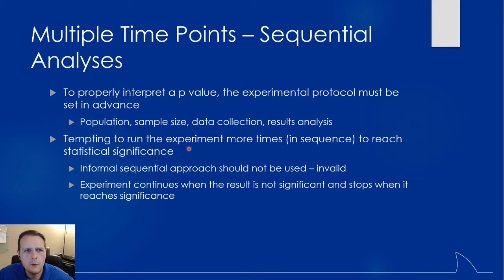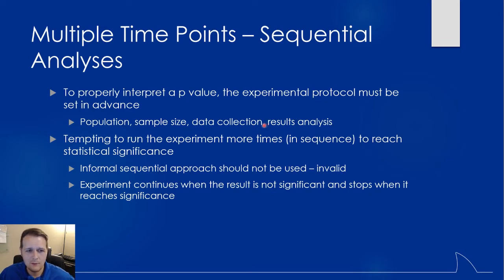Anywho, some of the other ways we can see these problems pop up: multiple time points, or these sequential analyses. One of the things you have to know is, as I mentioned before, that to properly interpret that p-value, the experimental protocol has to be set up in advance. So you need to know the population you're looking at, the sample size you're shooting for, how you're going to collect the data, and how you're actually going to analyze the results.